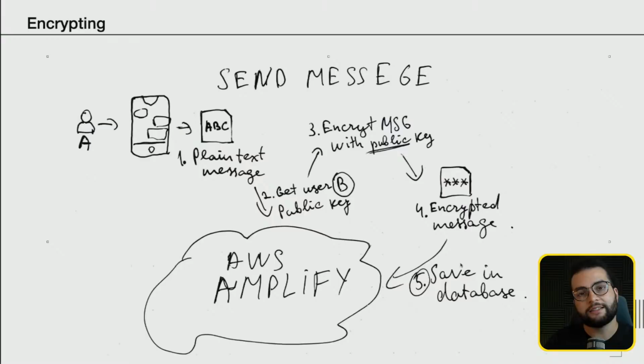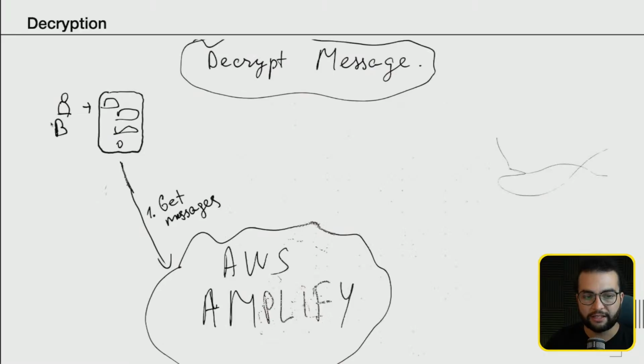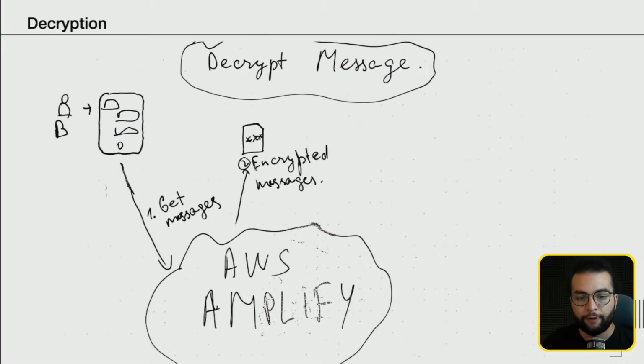Okay, this is one part of the process of sending the message and encrypting. Now, on the other side, from user A we send the message to user B. Now let's see how user B will receive a message and how he will decrypt it. So on the user B side, he will query all his messages from AWS Amplify. Then AWS Amplify will return him a list of encrypted messages, or let's say one encrypted message.